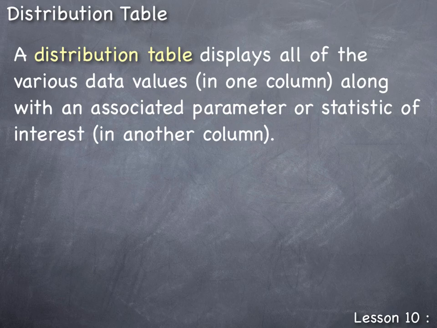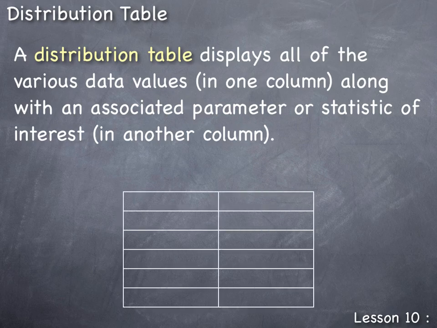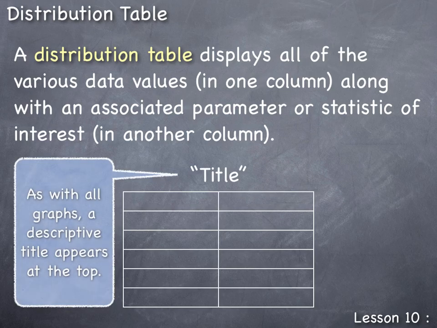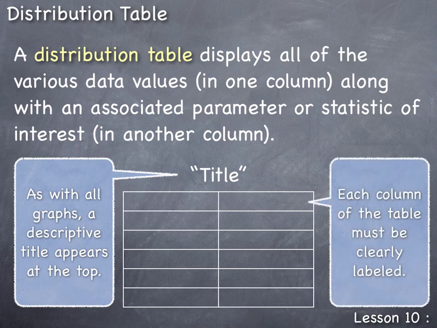So to begin a construction of a distribution table, you first draw a rectangle divided into rows and columns. And then, as with all graphs, a descriptive title appears at the top. It's also important that each column of the table be clearly labeled.